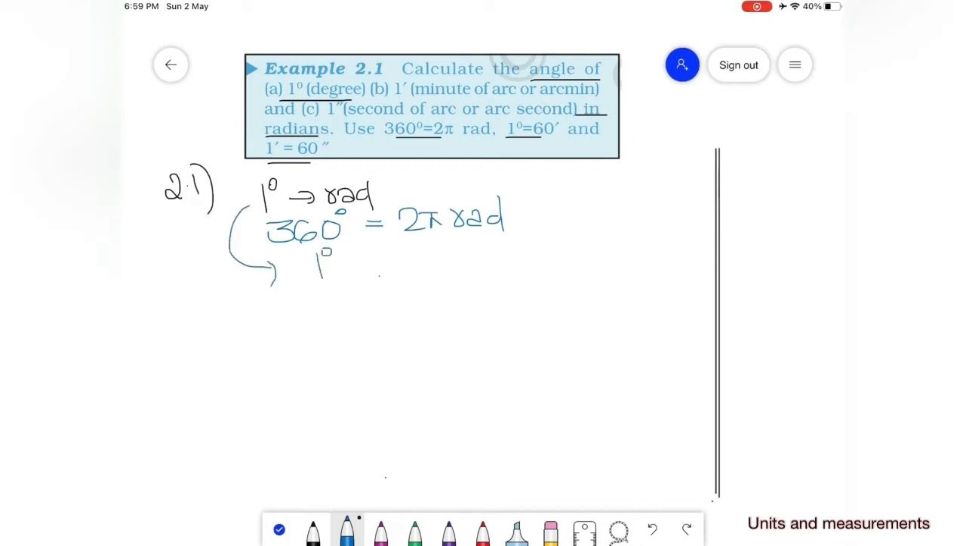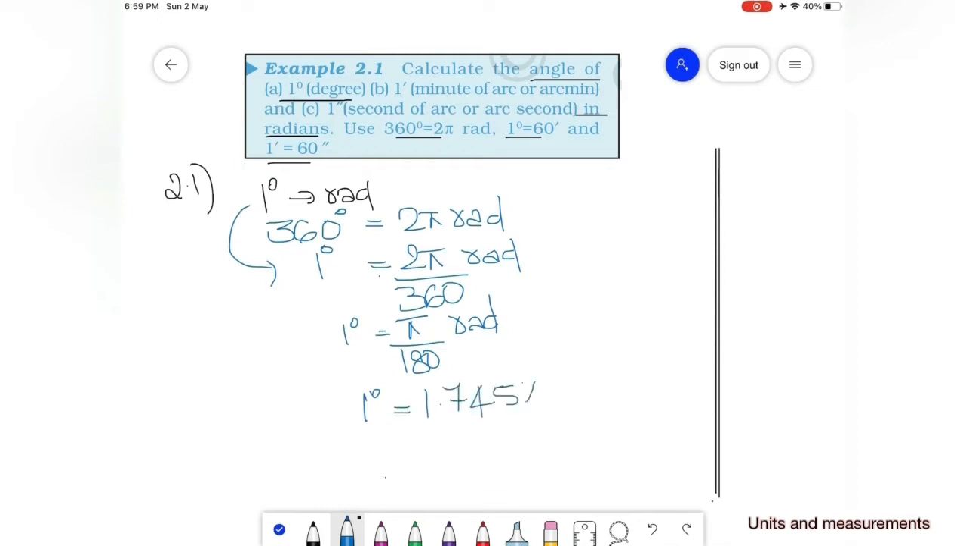Divide both sides by 360 degrees. What do you get? 1 degree equals 2 pi by 360 radians. Once we simplify this equation, we get 1 degree equals pi by 180 radians. So this is equal to 1.745 into 10 power minus 2 radians.